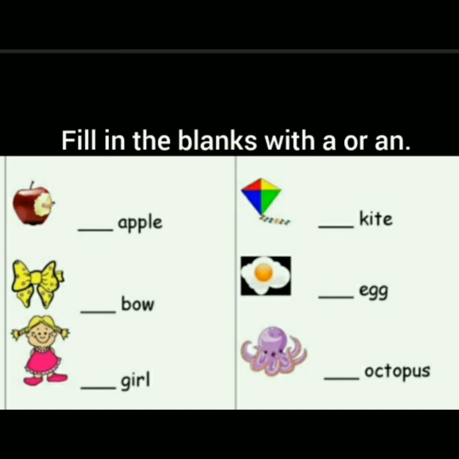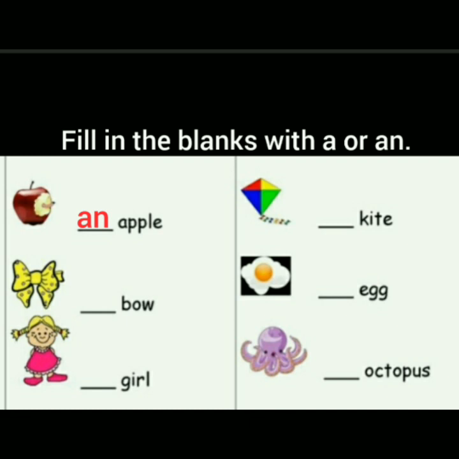Number 1. Dash apple. So kids, the word apple starts with A and A is a vowel. So tell me what we use before vowels? Yes, very good. AN. So we will write AN. An apple. Now number 2.